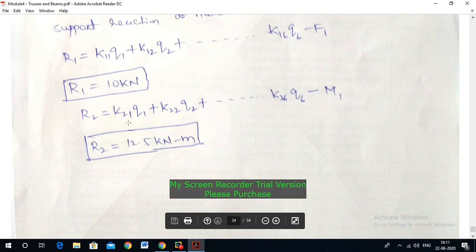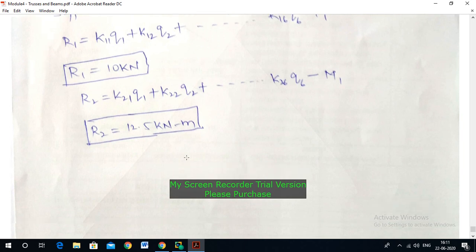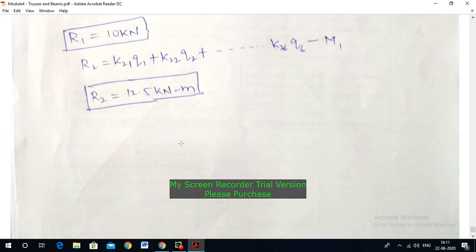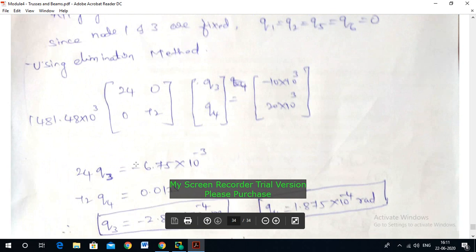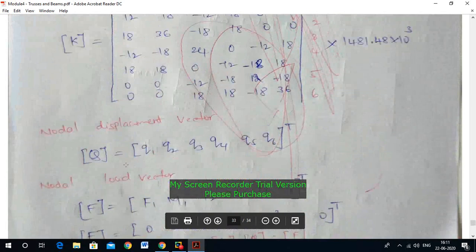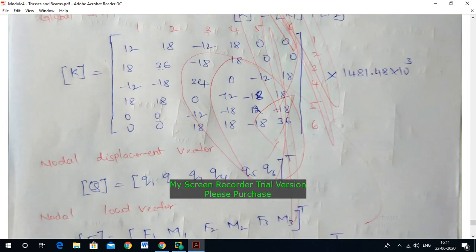Similarly R2, the standard formula is K21 Q1 plus K22 Q2 plus up to K26 Q6 minus M1. Therefore R2 equal to 12.5 kilonewton meter. This is the final answer. K21 is nothing but the element in the global stiffness matrix, second row first column element, that is 18. K22 is the element corresponding to second row second column, that is 36. K23 is the element corresponding to second row third column, that is minus 18.